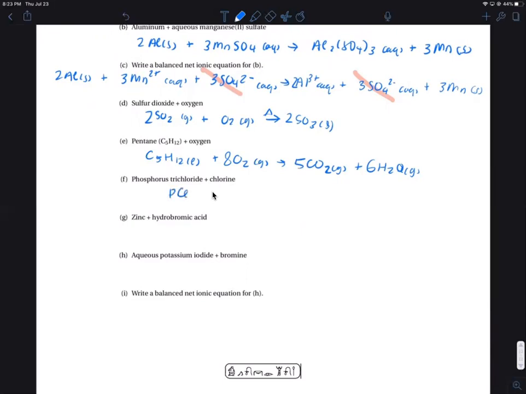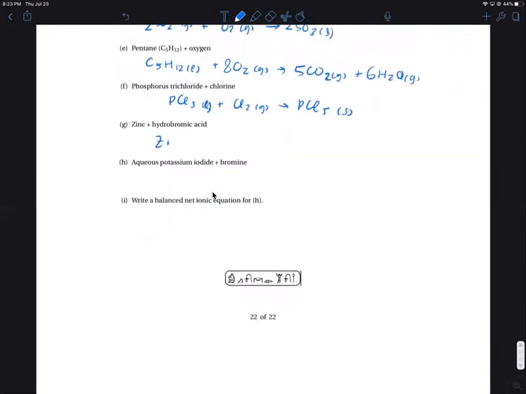Phosphorus trichloride plus chlorine gas gives PCl5, which is solid. Zinc, hydrobromic acid, ZnBr2, oh, it's aqueous, and hydrogen gas, and then 2 goes there.